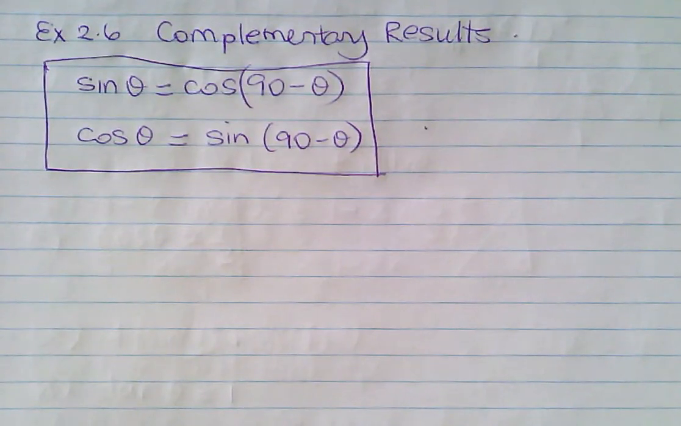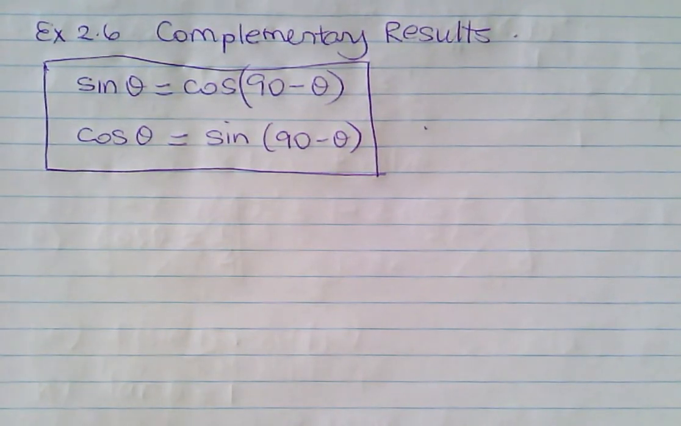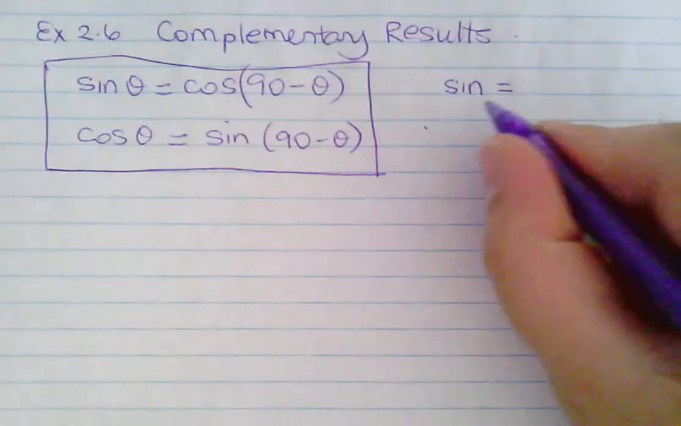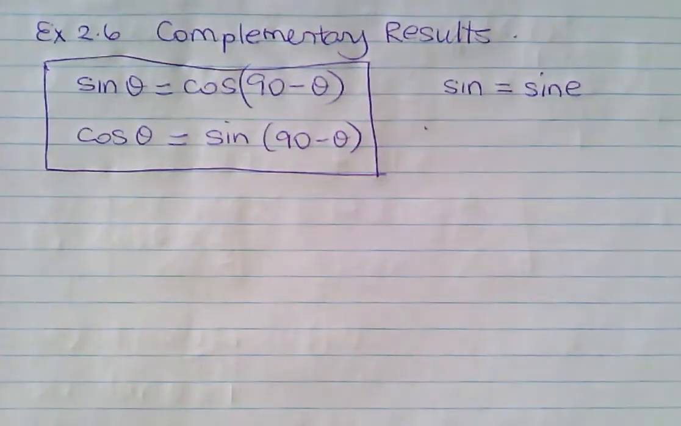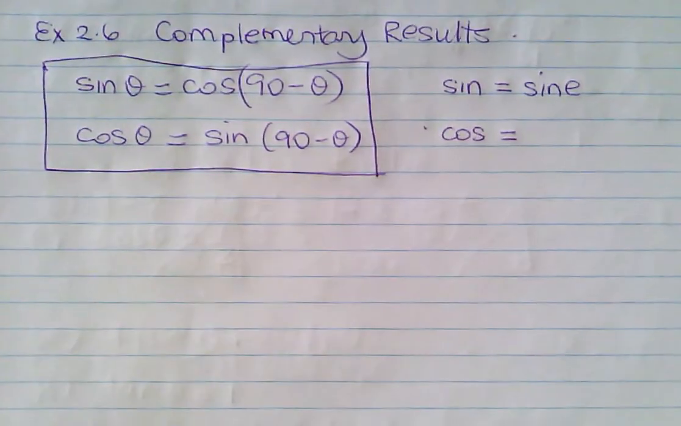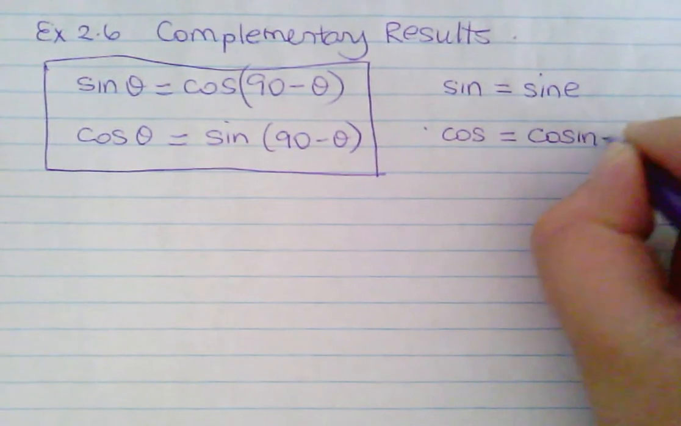Okay, exercise 2.6, Year 10 Mathscape, complementary results. Now, this might look a bit strange to you, but I'll tell you why sine and cos are called complementary. You know how we write sin? That's actually shorthand for sine, S-I-N-E. And cos is shorthand for cosine.